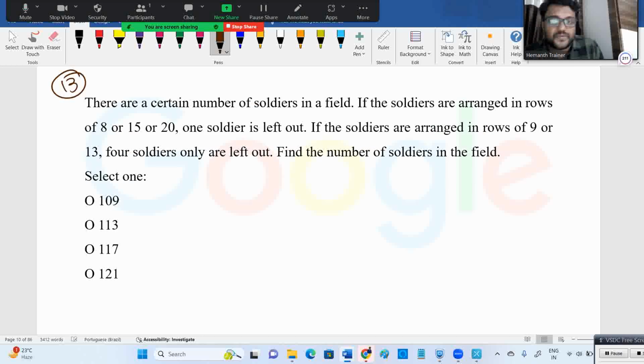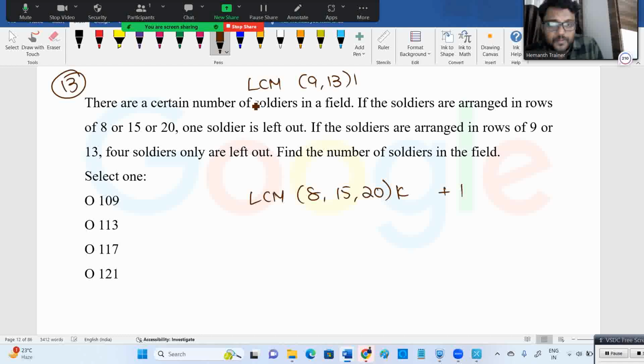There are a certain number of soldiers in a field. If the soldiers are arranged in rows of 8, 15 or 20, one soldier is left. This means when you divide the answer by 8, 15 and 20, we get 1 as the remainder, one extra. And if they are arranged in 9 or 13, 4 are left. So when the number is divided by 9 or 13, with k as a variable, we want 4 as the remainder.